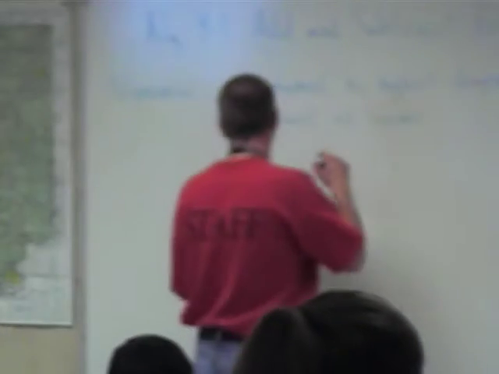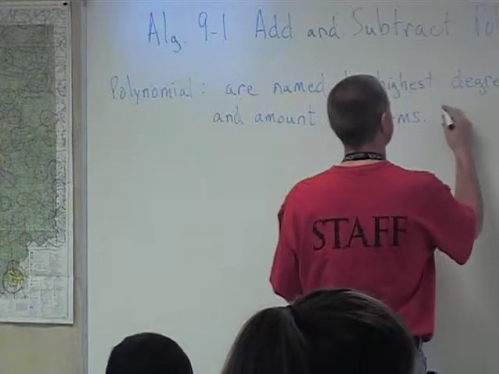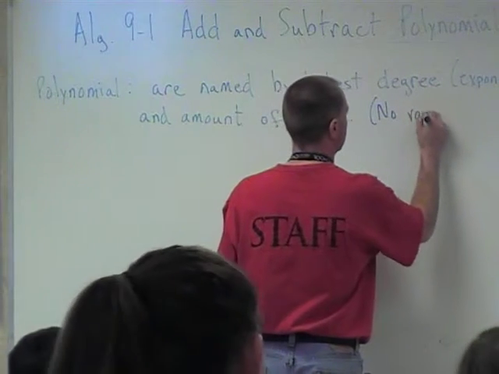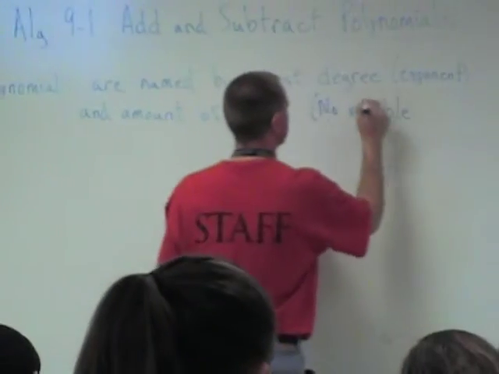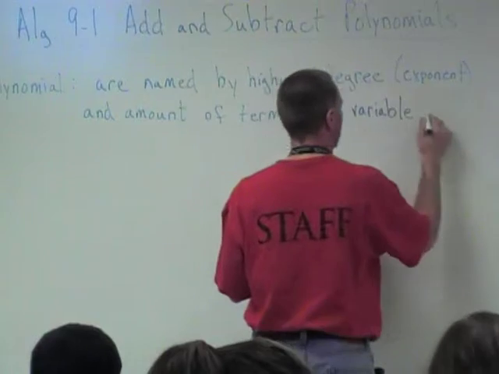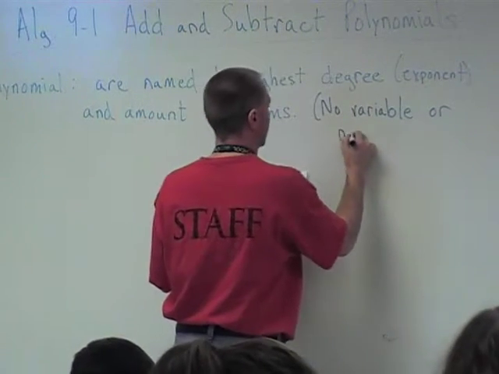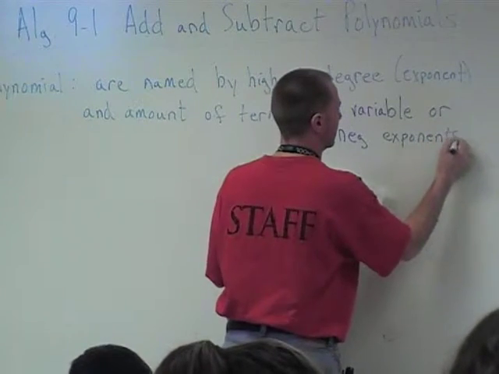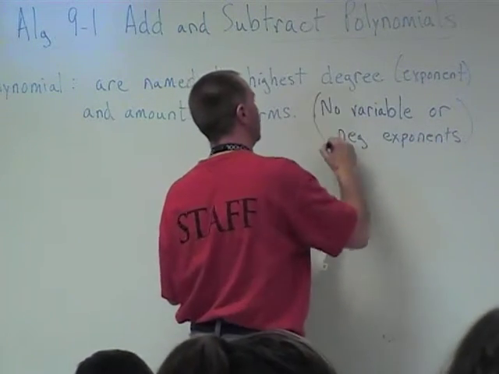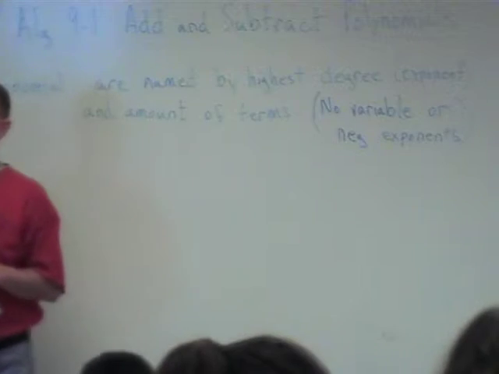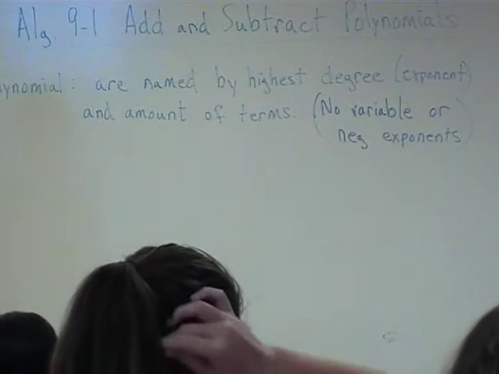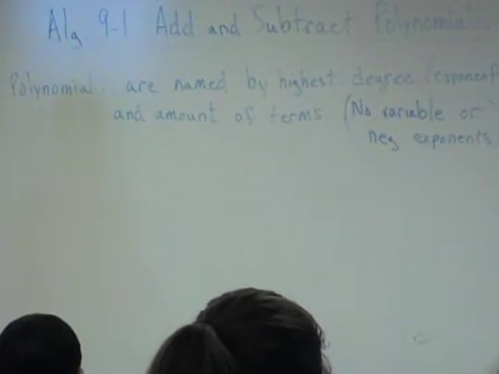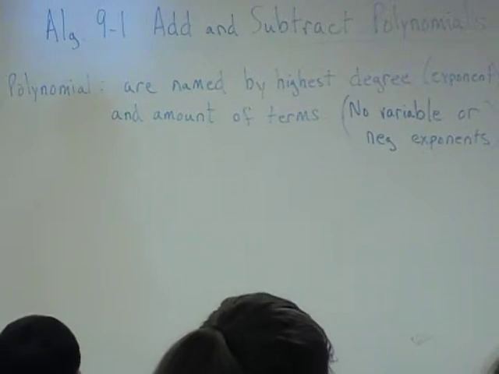All right, so one thing you cannot have: no variable, or negative exponents. All right, so we don't consider these polynomials. If there's no variable, it's not a polynomial. If it has a negative exponent, we don't consider it a polynomial. Okay?